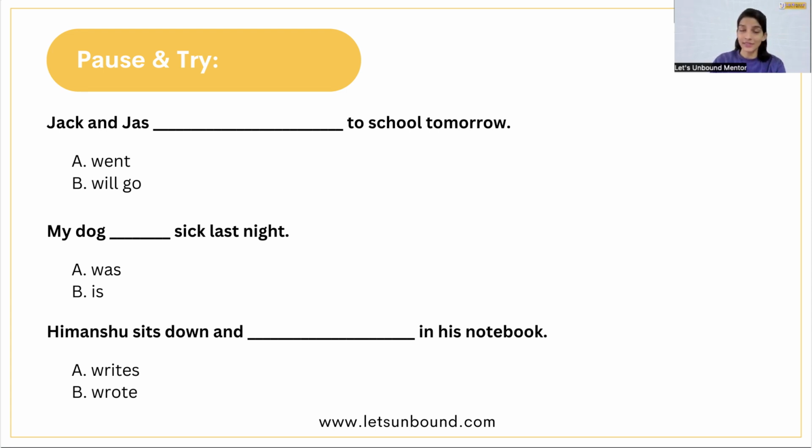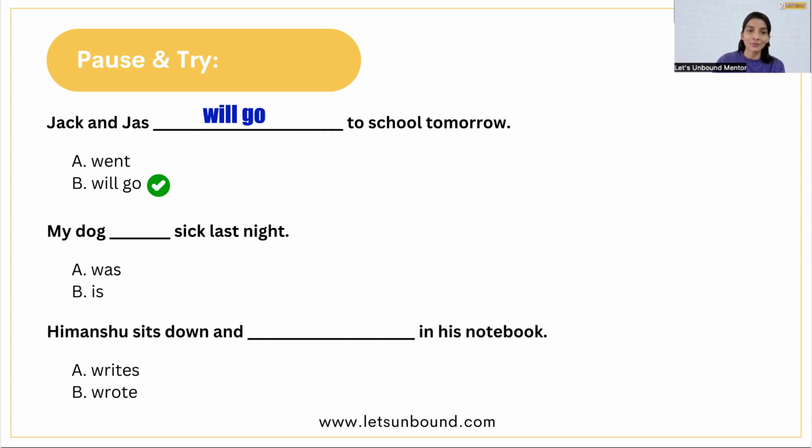Okay. Now let's look at these sentences. But before I tell you the answer to these, I want you to pause and try this for yourself and do comment down your answers below. Okay, let's have a look. So the first sentence says, Jack and Jas dash to school tomorrow. Now the sentence tells us it's about tomorrow, which means future. And we have options went and will go. So naturally, we are going ahead with option B, will go, because it tells future, right? So Jack and Jas will go to school tomorrow.